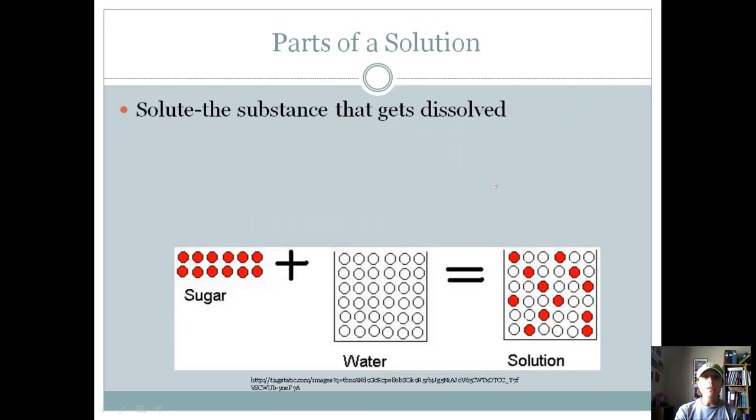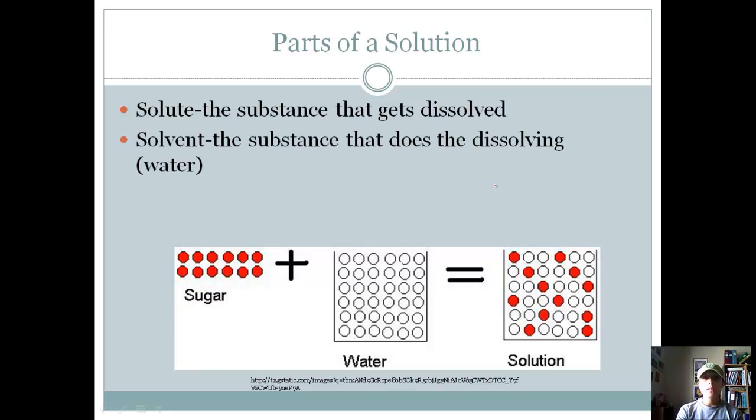Okay, so we've talked about solute and solvent, so let's define those. The solute is the substance that gets dissolved. So in the salt water example, salt was the solute. A solvent is the substance that does the dissolving. Now for aqueous solutions, that's going to be water. It doesn't always have to be water. Other things can be solvents also.